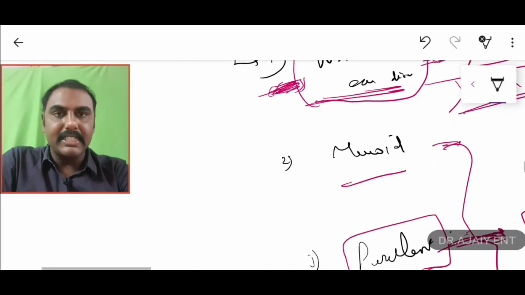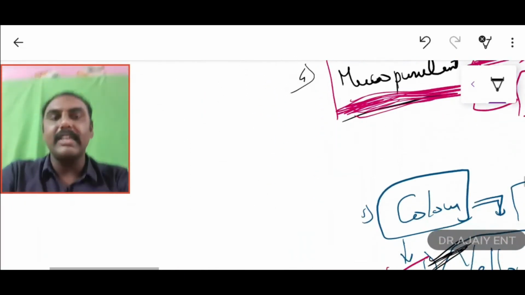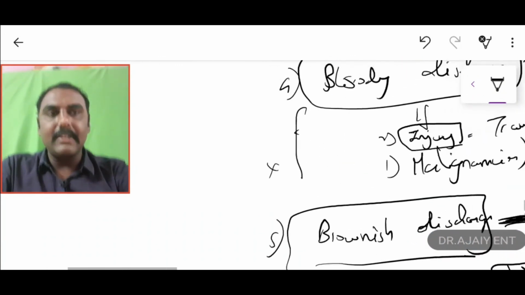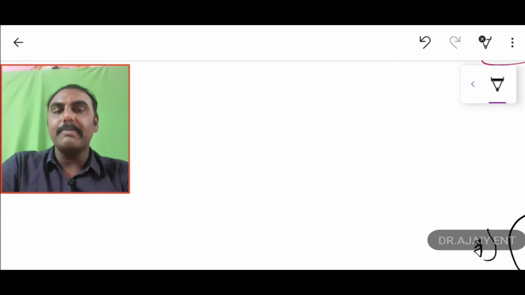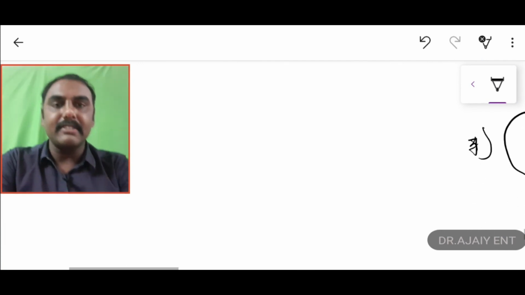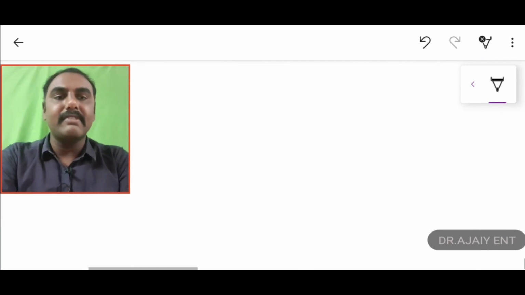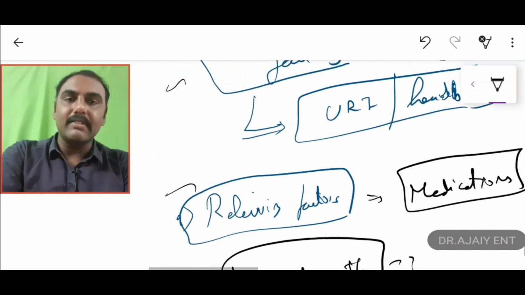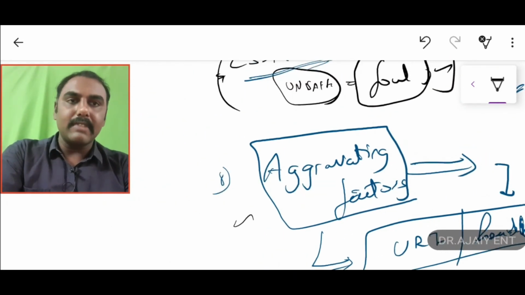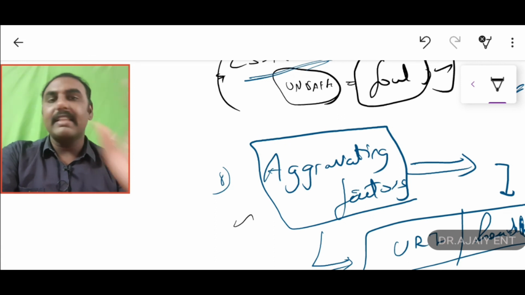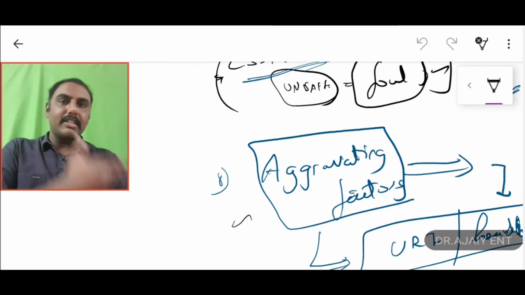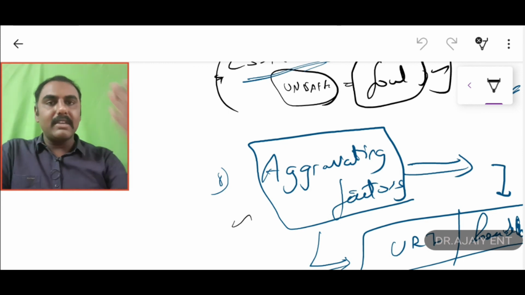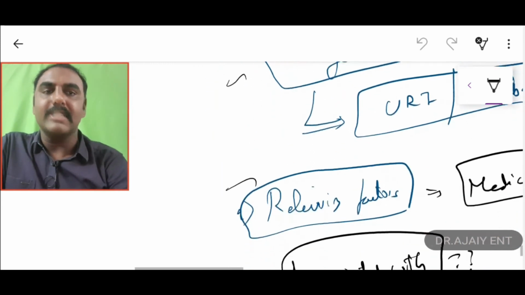And what is the character of the discharge? Again, I mentioned what you want to say in your exams. Okay, and then whether it is foul smelling or not, and what is the color of the discharge, which we again forgot to mention, and whether it is foul smelling or not, and the aggravating factors, relieving factors, and the associated factors. So this is how our scenario should be for the ear discharge, right?